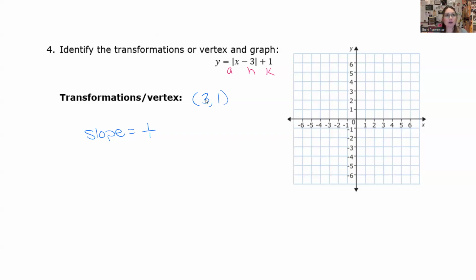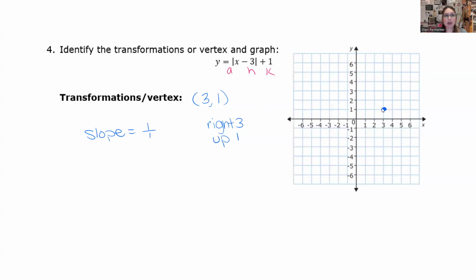So we're going to plot our vertex and apply the slope. So plotting my vertex, I'm going to go over 3. So if you want some more transformations to get to my vertex, I'm going to go right 3 and up 1 to get to my vertex. Right 3, up 1. There is my vertex.